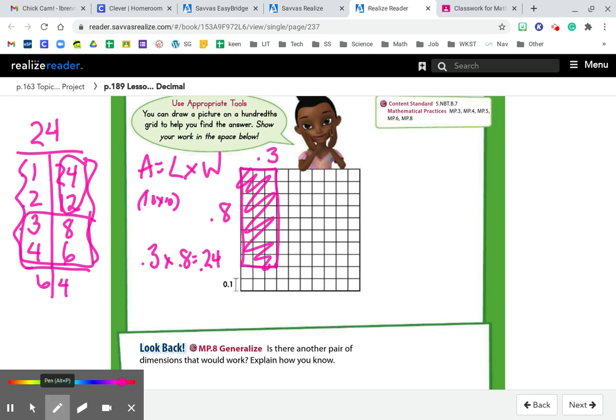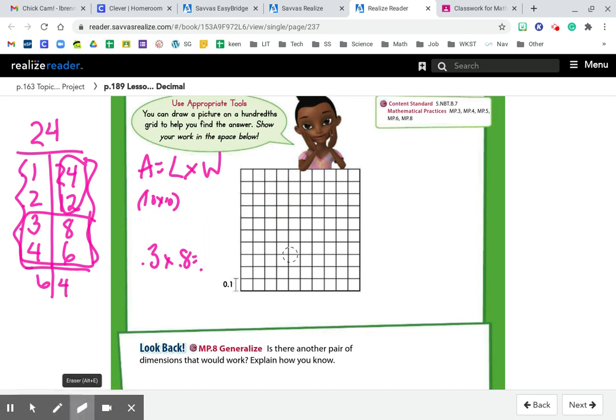Another way I can show it is a 4 by 6. So I could go 4 by 6, and I could show 24 that way. And let's take a look at what that actually looks like when we do it. Moving ahead a little bit, I know this is jumping ahead a little bit into the chapter. So watch how we do this. I like it. It's fun.